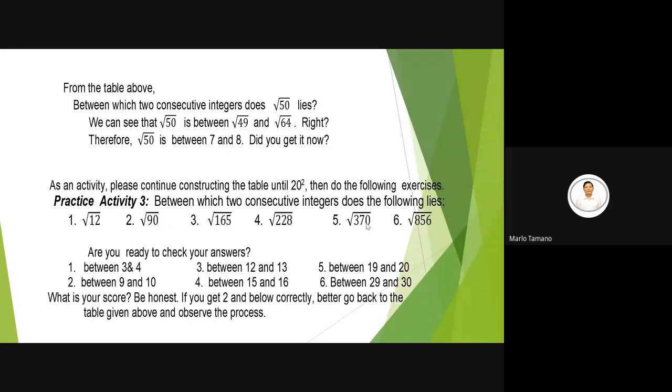Next, number 6. 841. After 841, what's next? 900. So, the square root of 841 is 29. The square root of 900 is 30. So what is your score?